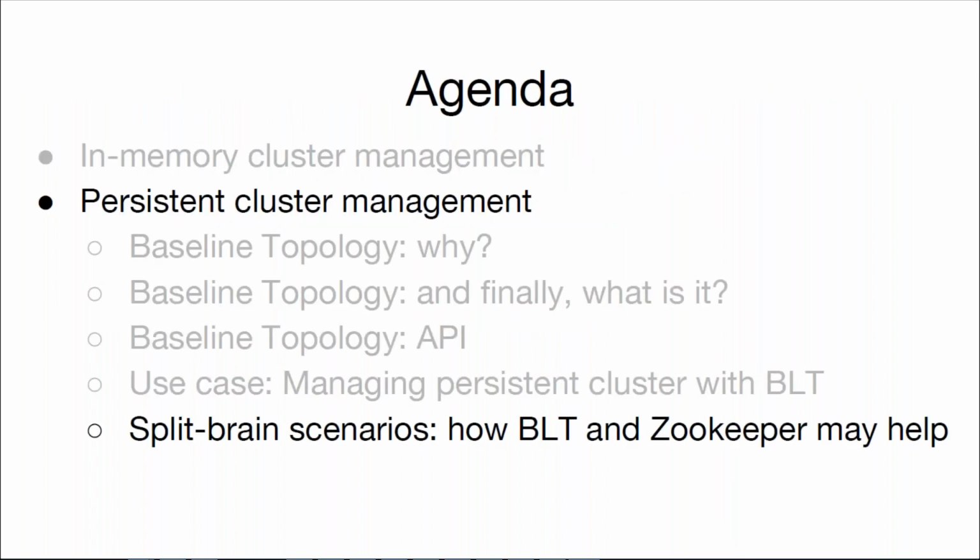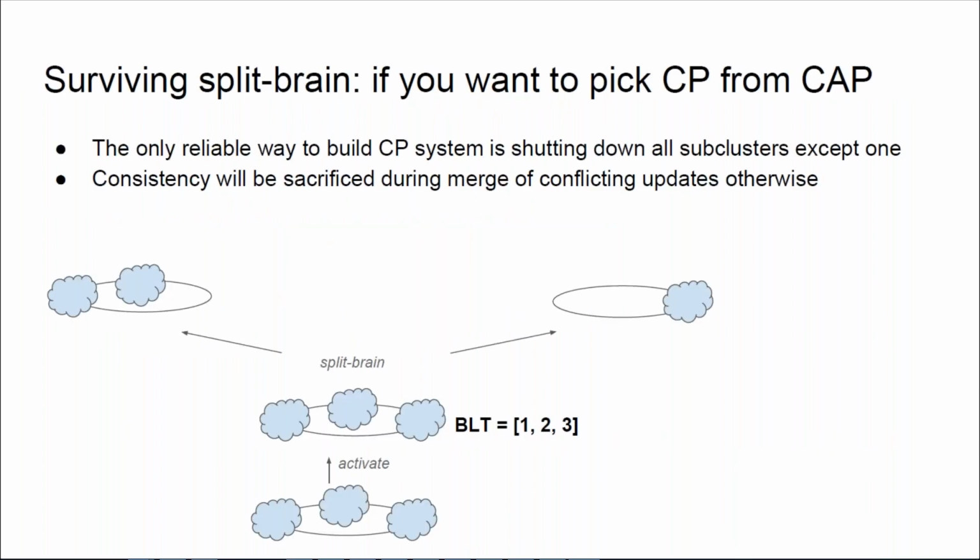Okay, we reached the split brain section. What is split brain? Split brain is a condition when, for some reason, usually network reasons, your cluster gets split into 2 independent parts, and each part thinks that it's the only one.